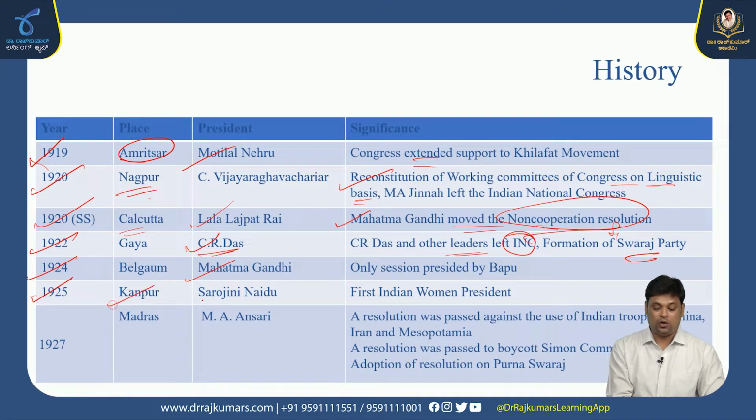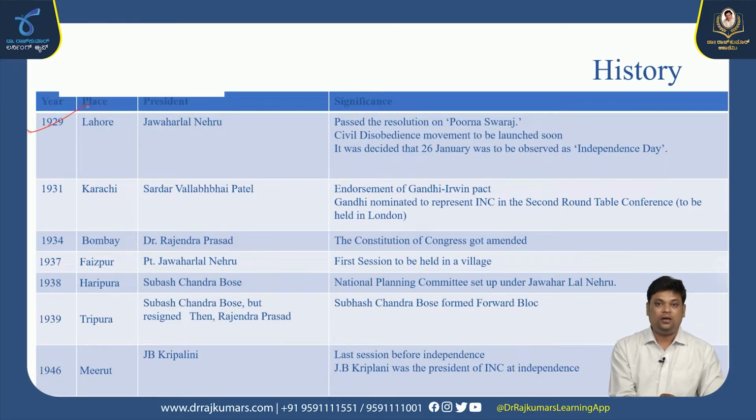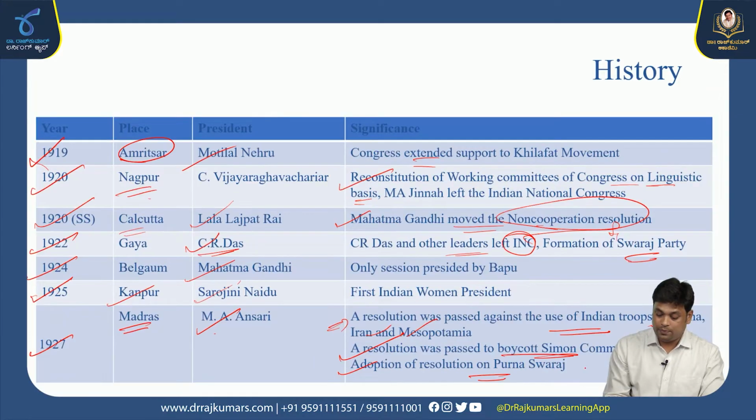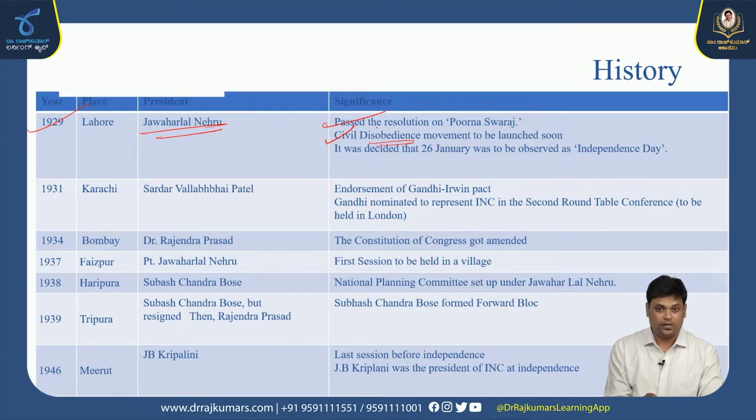1925 Kanpur, Sarojini Naidu, the first Indian woman president. 1927 Madras, M. A. Ansari: a resolution was passed against the use of Indian troops in China, Iran and Mesopotamia. A resolution was passed boycotting the Simon Commission, and a resolution on Purna Swaraj was adopted. 1929 Lahore Congress session under Jawaharlal Nehru: the Purna Swaraj resolution was passed. Earlier it was a snap resolution, meaning a small resolution. Here the complete resolution was passed for Purna Swaraj.